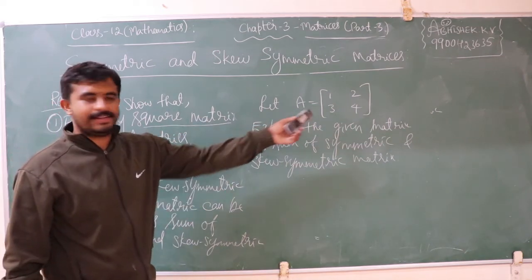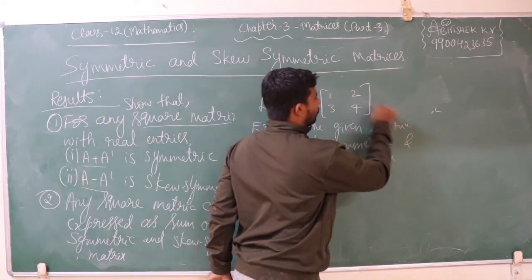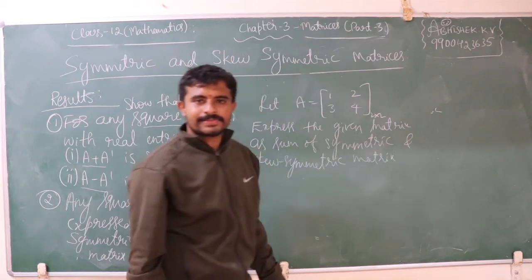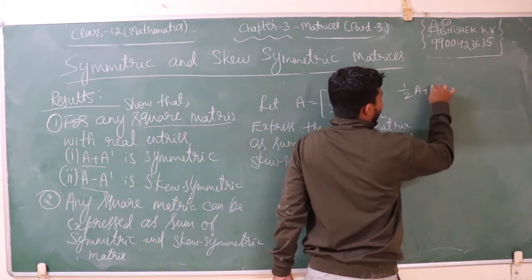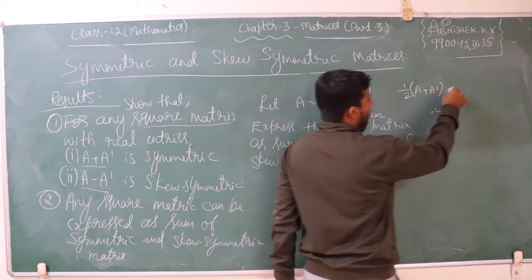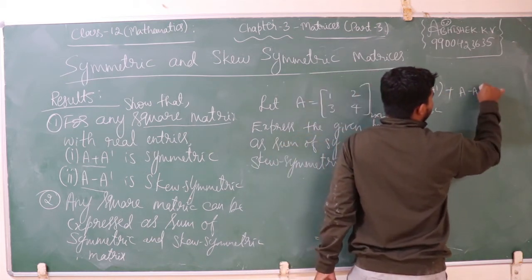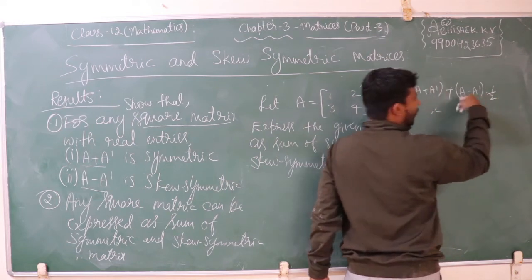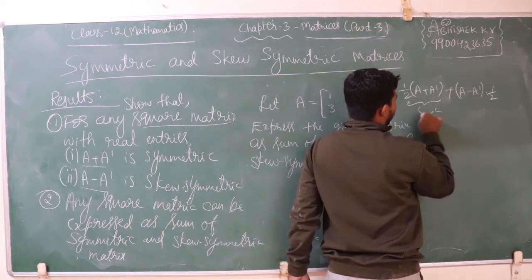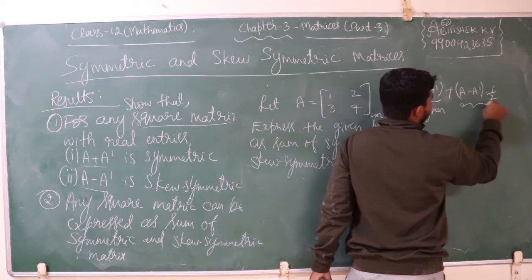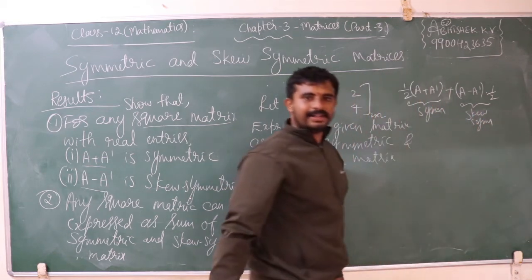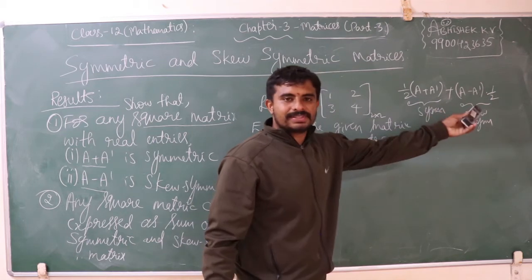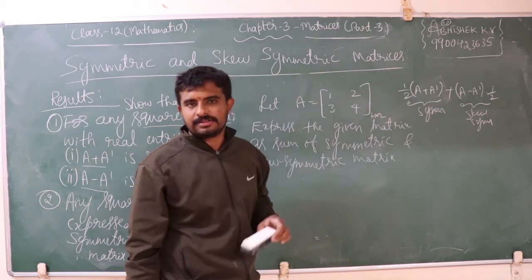This is a square matrix because it has order 2 by 2, the number of rows is equal to the number of columns. What is the formula? Half of A plus A transpose is symmetric. Half of A minus A transpose is skew symmetric. Let us check whether this gives the given matrix A or not.